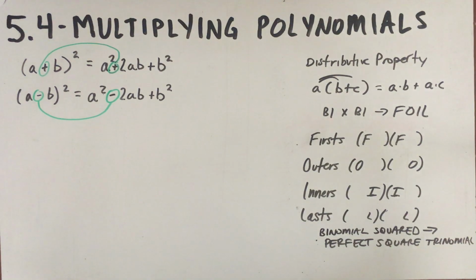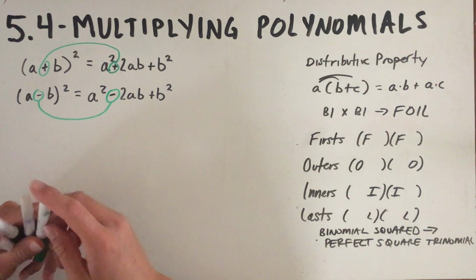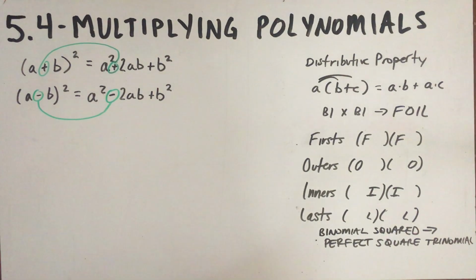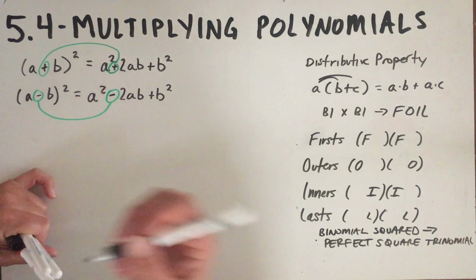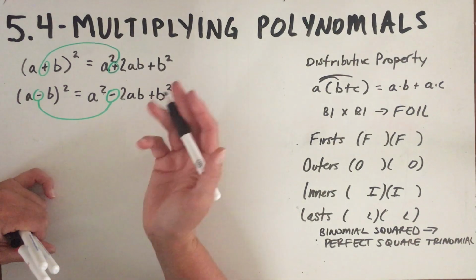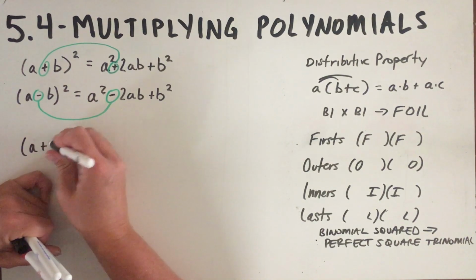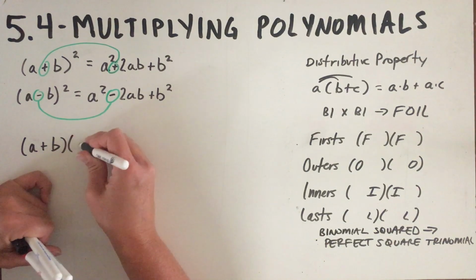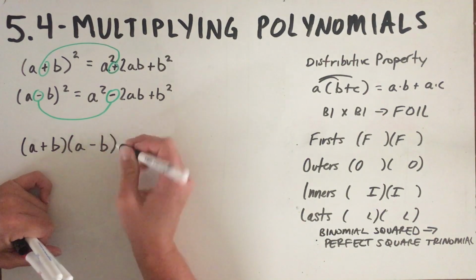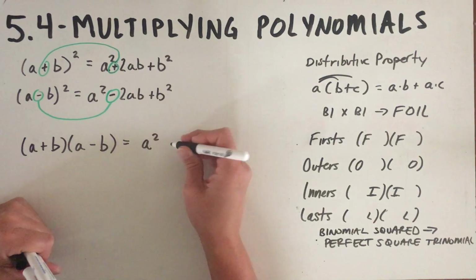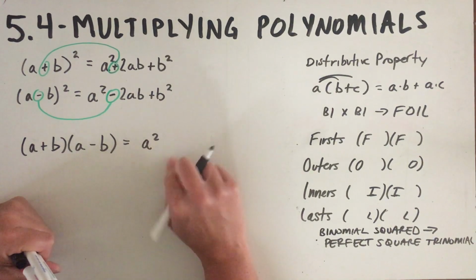Got two more concepts here that I want to go over. This next one, I'm going to give you the generic formula first and then show you what happens and why it happens. Okay, so this one is going to be called a difference of two squares, or the product is the difference of two squares. What happens when you multiply a binomial together times that same binomial but with a different sign is you get a difference of squares.